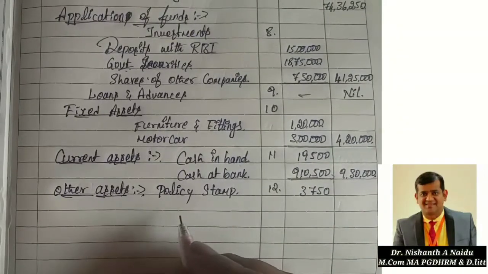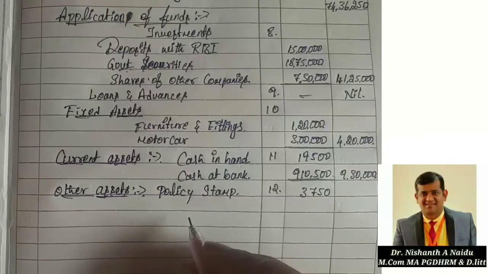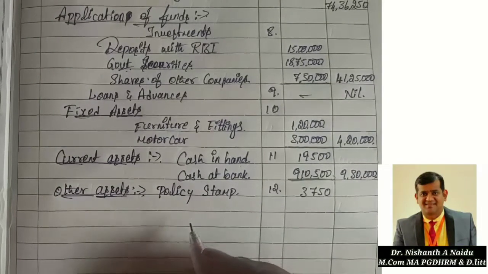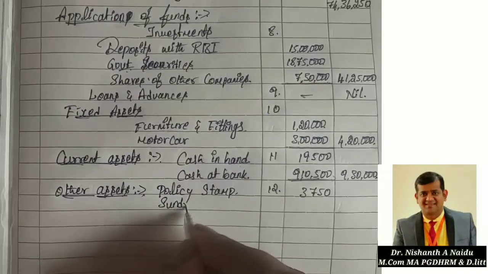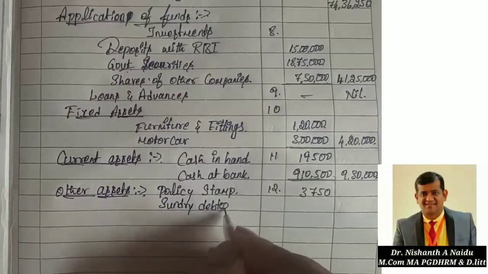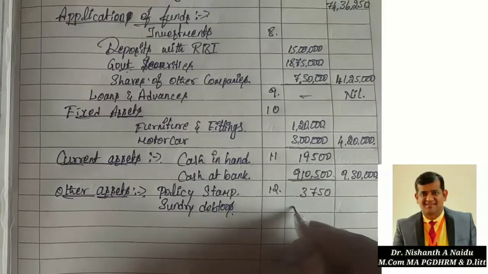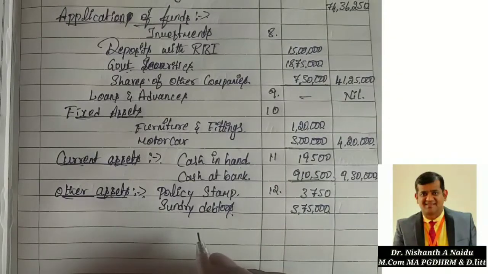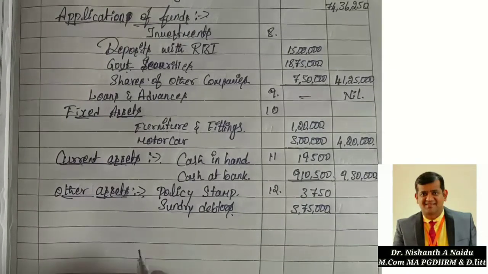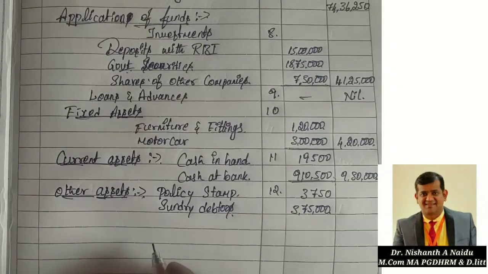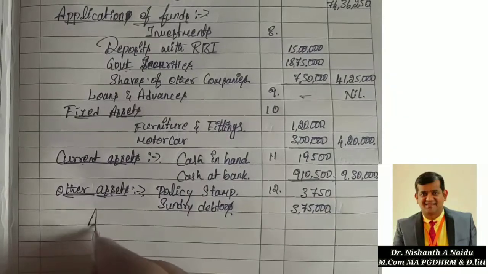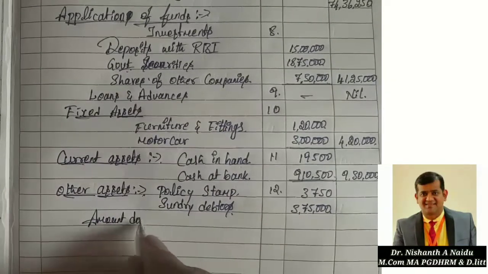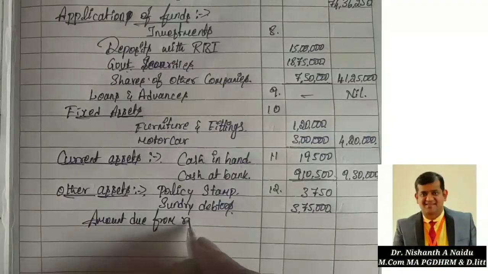Next, if we have any other assets like sundry debtors, how much sundry debtors do we have? 3,75,000. So write down sundry debtors 3,75,000. Next we have other assets like amount due from reinsurance. That is also an asset. Write down amount due from reinsurance.